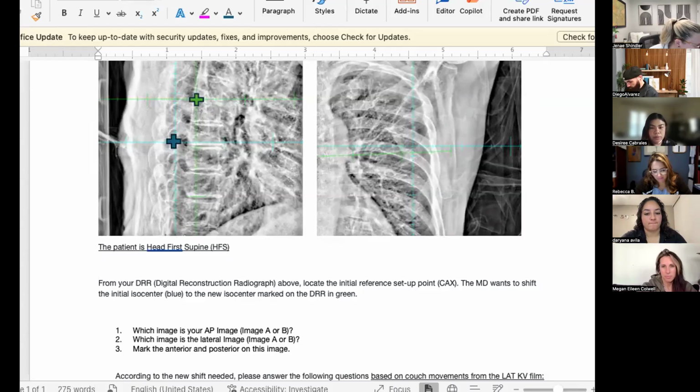Megan, which of the planes would you be affecting if you moved the table out: X, Y, or Z? Oh, sorry, I was muted. If we move it out, we're doing Y. Perfect. Abby, would it be positive or negative? Going out would be negative. Perfect.